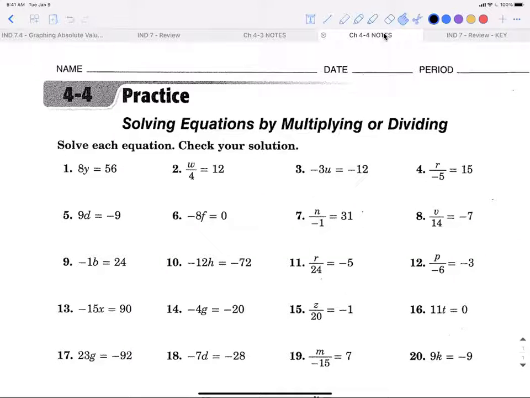Chapter 4.4 is solving equations by multiplying or dividing. This is going to be very similar in concept to yesterday. We are still trying to solve for an unknown variable. The goal is still to get that variable by itself on one side of the equation or the other.